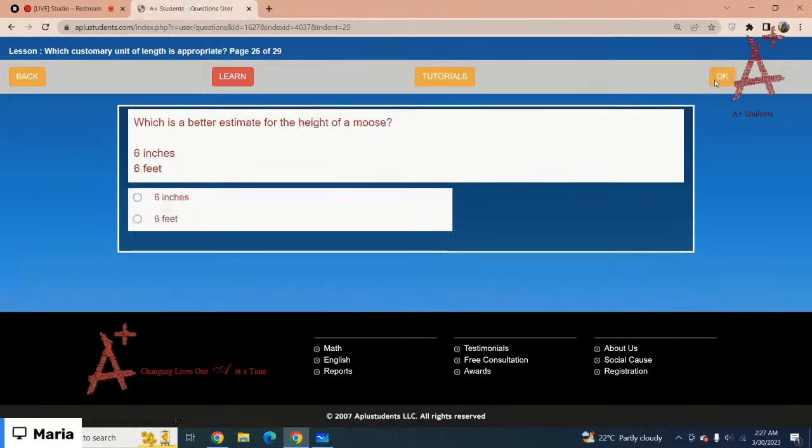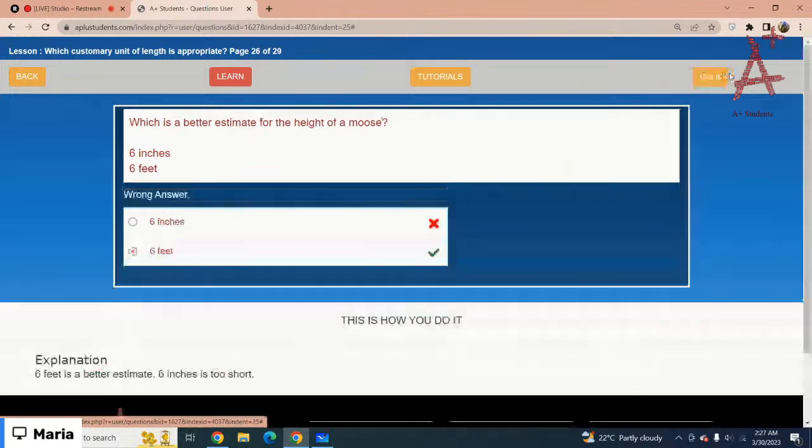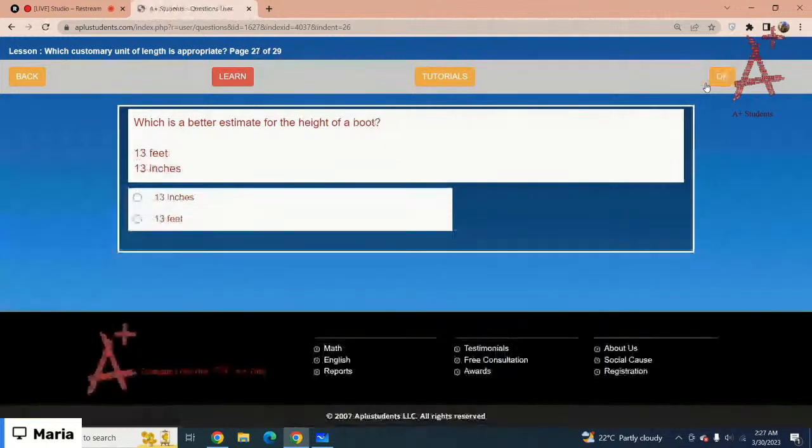Which is the better estimate for the height of a moose? It would be, I think 6 inches. Oh, it would be 6 feet, not 6 inches. Got it? Okay, the next one is, which is the better estimate for the height of a boot? It would be 13 inches. Got it? 13 feet is too long for the height of a boot.